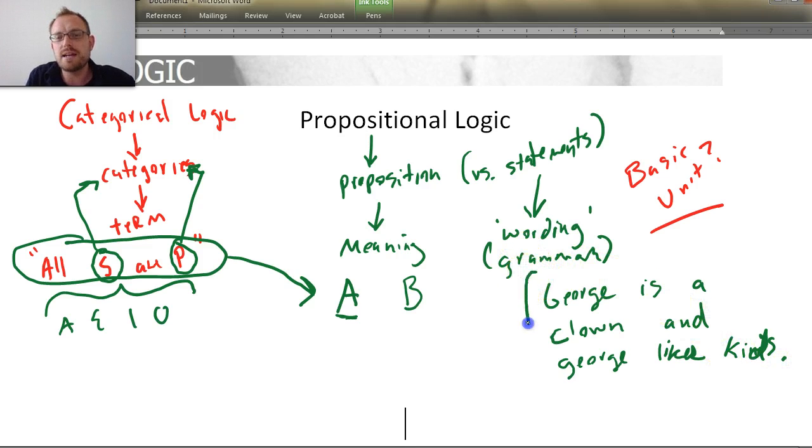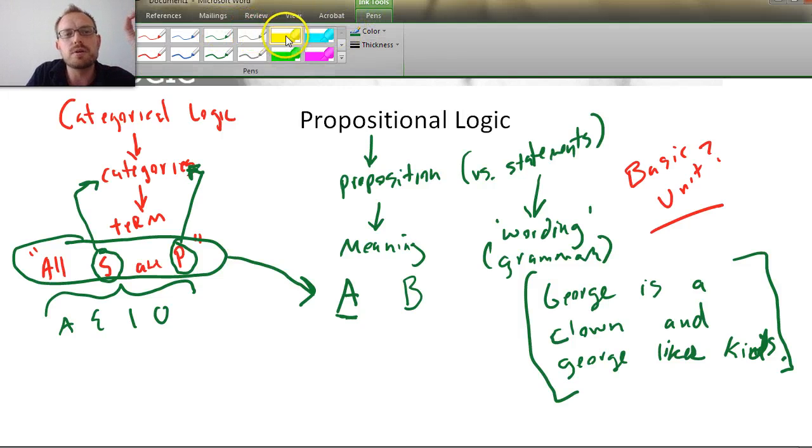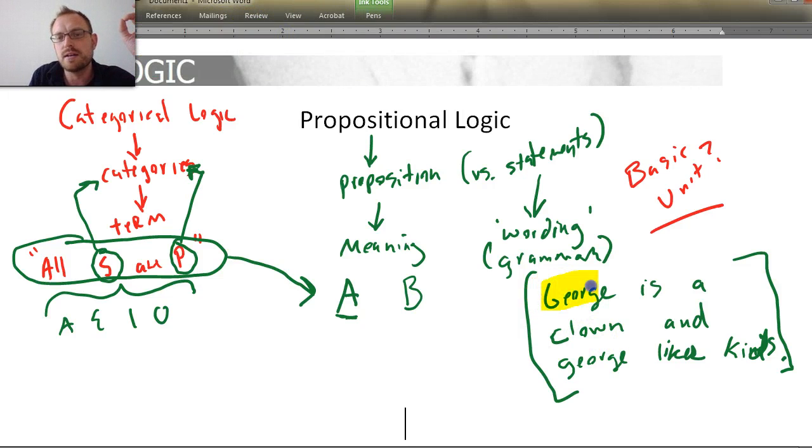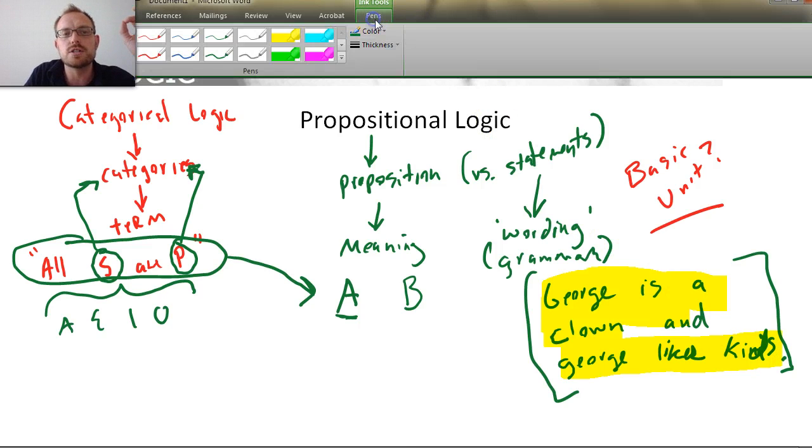So what if I found someone say something like this? This is a sort of ordinary language argument. Someone says, George is a clown and he likes little kids, right? How would I symbolize this? Well, here's what's important, and what I'm trying to do is talk about the connectives. Here we have George is a clown. This would be the first proposition, and George likes kids would be a second proposition.